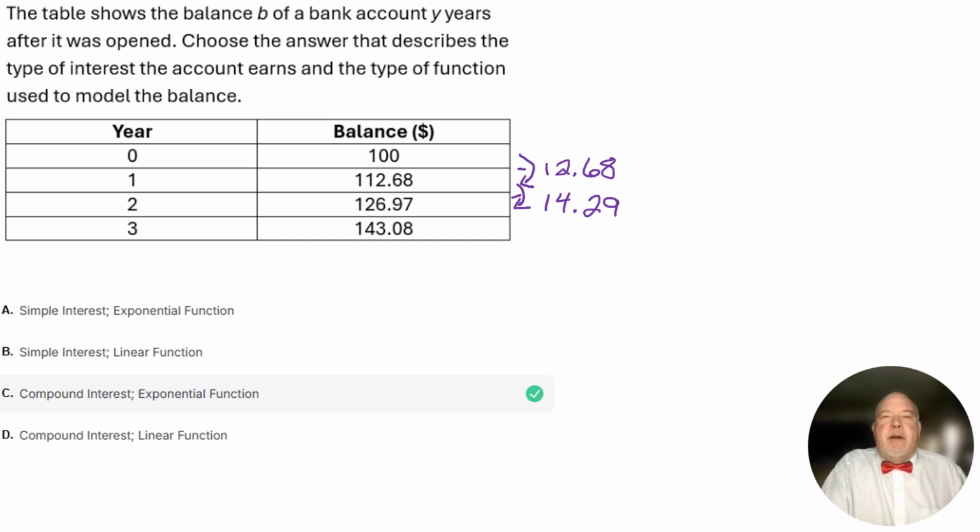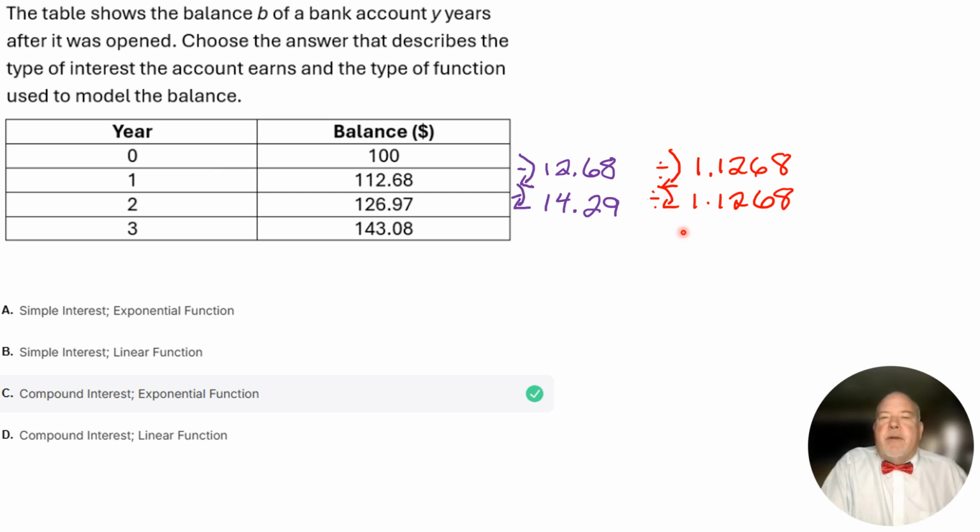So I know it's compound interest, but just to verify that, the way you would test for that is you would do the same thing, but we're going to do it using division. We're going to divide the values, and when we do that, we get 1.1268. If you do that for all of these, you're going to find that you get 1.1268 for all of them. So it is compound interest.